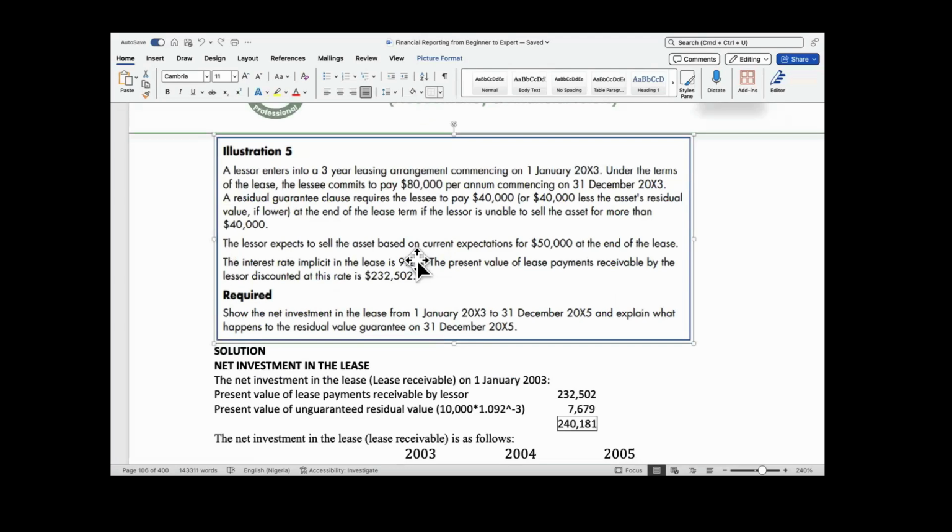In the final paragraph, they gave us the discount rate, and they also gave us the PV of lease payments of 232,502. If they don't give you this, the way you calculate it is to get the PV of this 80,000 per annum using an annuity formula, and also the PV of this 40,000, which is the guaranteed residual value. When you get the PV of the two, that's what will add up to this 232,502. But in most questions, like the ones I'm also going to send to you, you'll find it there. Even though most of you in this class don't submit assignments.